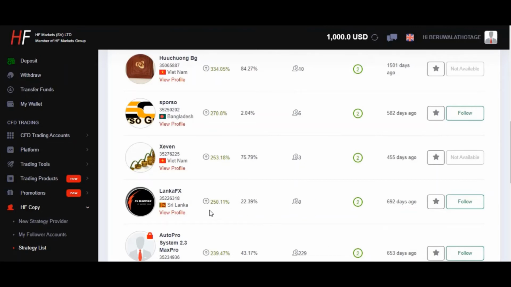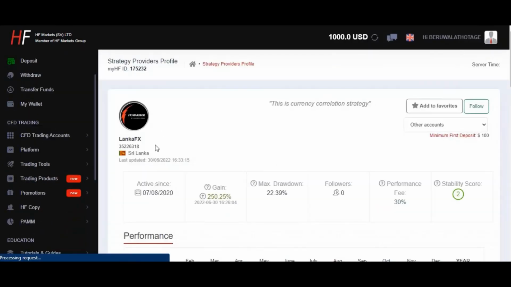So if you want to check my profile, what you have to do is view profile. You can go inside and see what I have done in my strategy provider account, right? Now I have a strategy provider account here, and I also have a follower account here. But ethically, I cannot use my follower account to follow my own strategy provider account. That is not ethical.